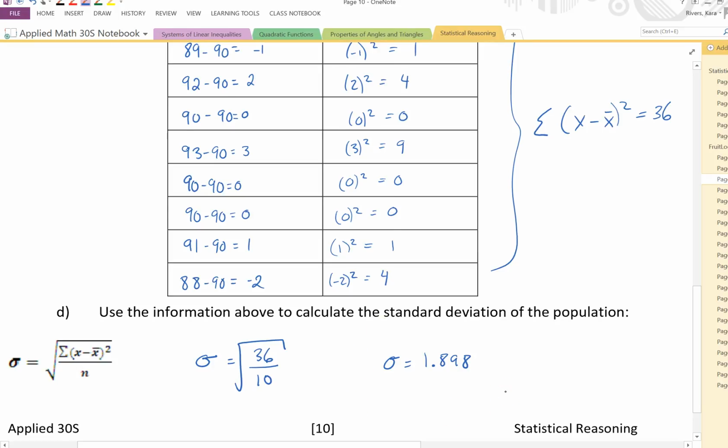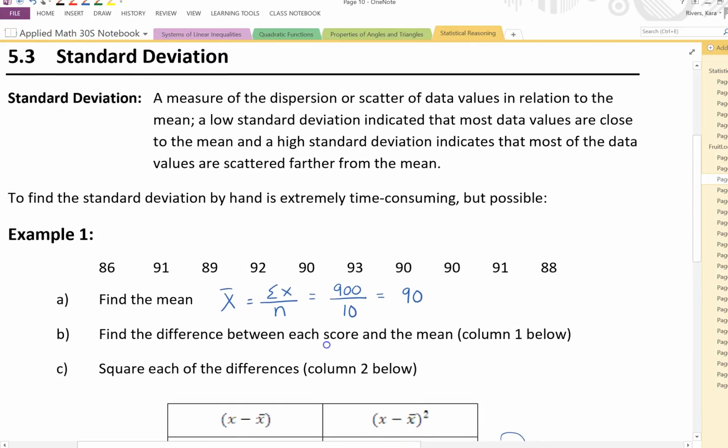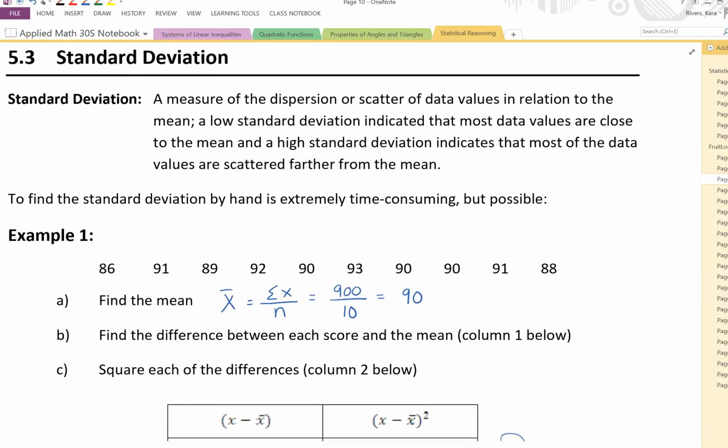That means, if we go back to the definition at the top, standard deviation is a measure of dispersion, or scatter, of the data values, how close the values are to the mean. A low standard deviation indicates that most of the values are close to the mean. A high standard deviation indicates that most of the data is scattered farther. Now if our mean is 90 and you look at our values, 86, 91, 89, all of those are actually pretty close to 90. 86 is the furthest away.